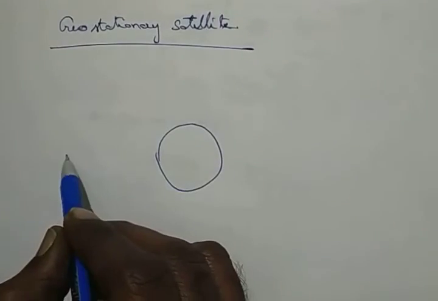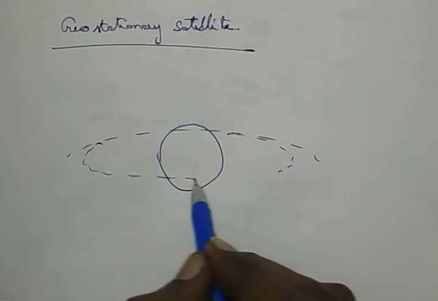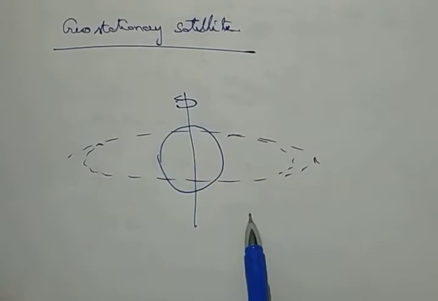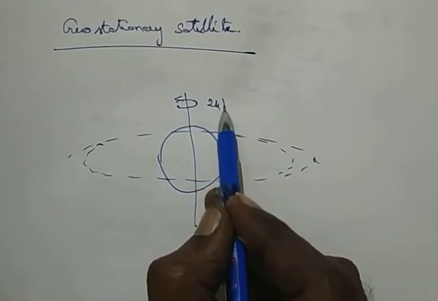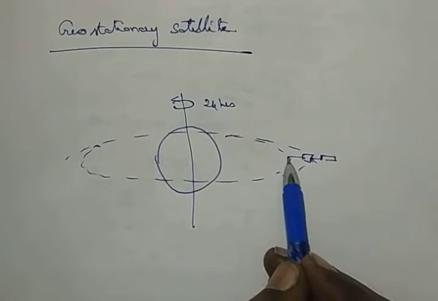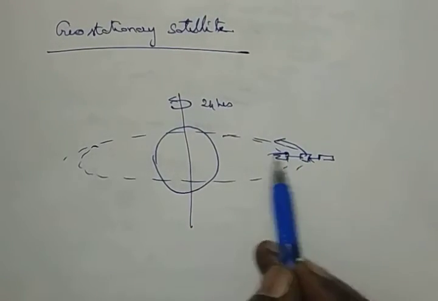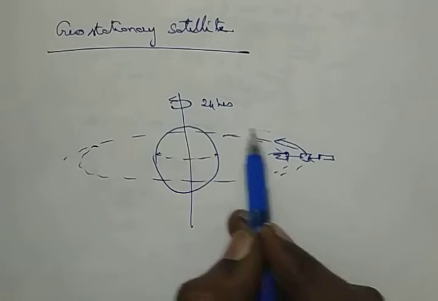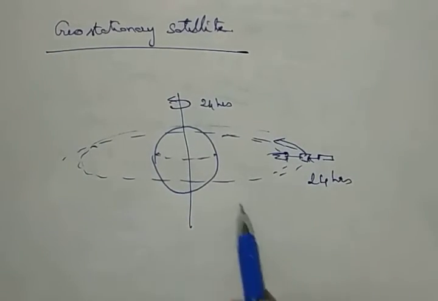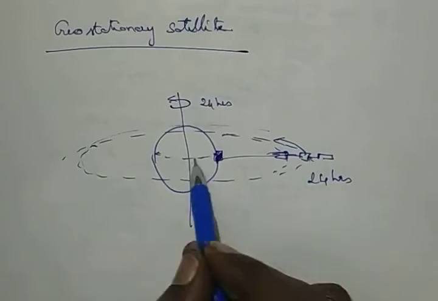Okay. Now, suppose this is the orbit. And this is the Earth. Earth is already spinning. Earth spins in 24 hours. And you put a satellite here. And this satellite also goes around the surface of Earth, around this orbit, in the same 24 hours. That means, what does it mean? You have put this one above India means it is just facing India all the time.